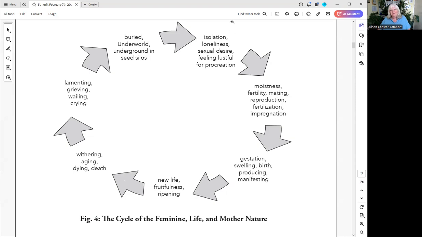Okay, that is, as everybody knows, the force of life, it's Mother Nature, and very much involved with the feminine. Okay, what about the masculine? The masculine doesn't actually have a cycle like that. If I wanted to illustrate the masculine, I'd just have to put a straight line going into infinity.